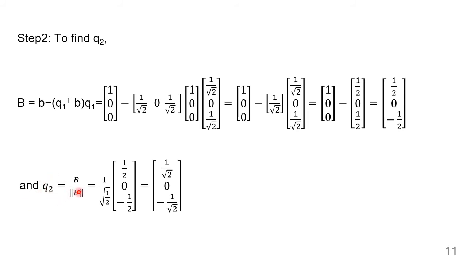Q2 is given by B divided by its length, and its length is given by the square root of half square plus half square. So I get this as root of half multiplied by the vector B. So I get the resultant vector as 1 divided by root 2, 0, minus 1 divided by root 2.